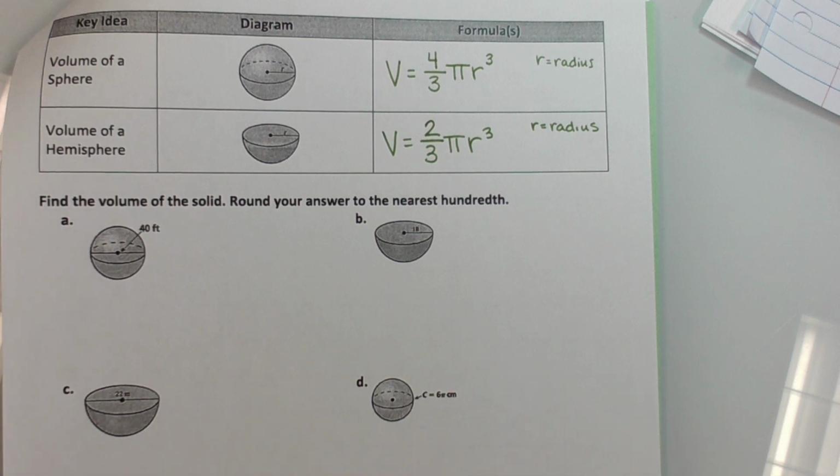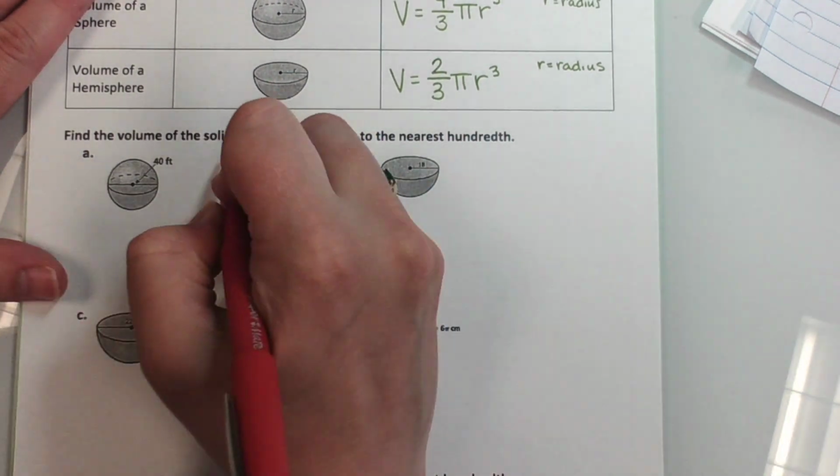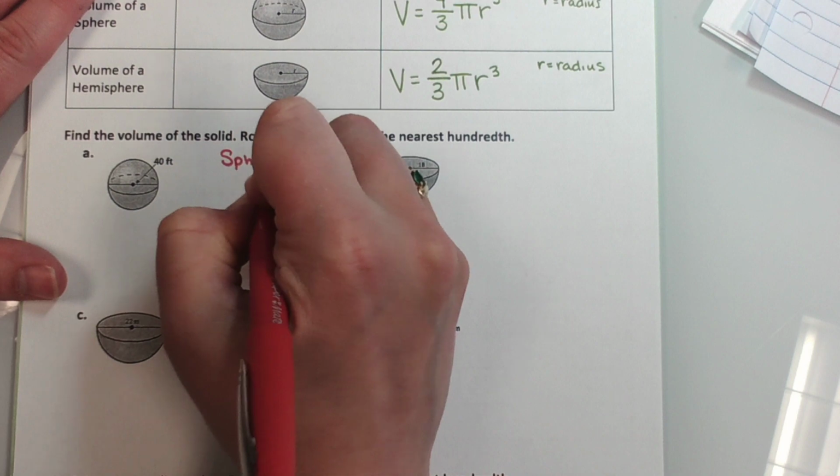Anyway, next one. Find the volume of the solid. Round your answer to the nearest hundredth. Guess what? This is still a sphere.